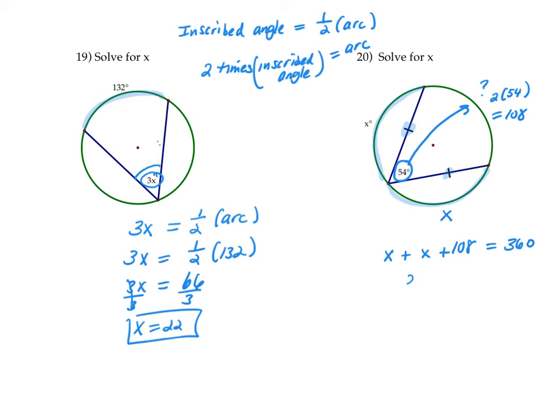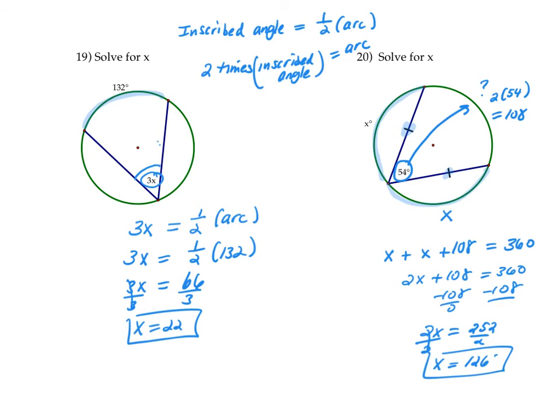So here's our equation. 2x plus 108 equals 360. Take and subtract 108 from both sides. And we've got 2x is equal to 252. Take and divide that by 2. And we get x is equal to 126 degrees. And that's our final answer.